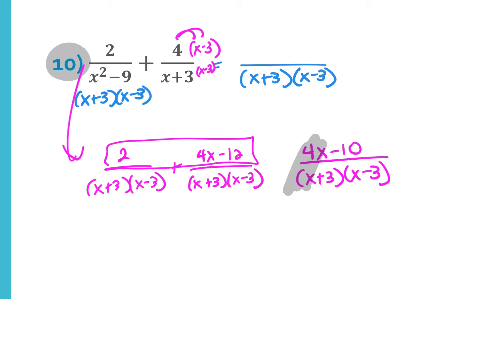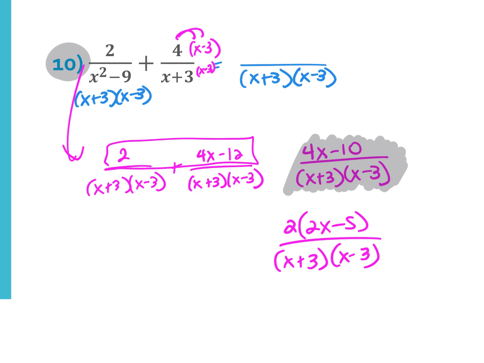This time you can factor out a 2, but again, it's not going to cancel with the bottom, so you can leave it how it is. It would be 2x minus 5 over the same thing. Those are both right. Questions on that one?